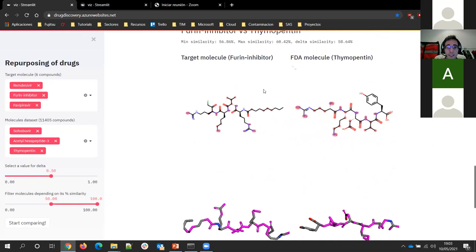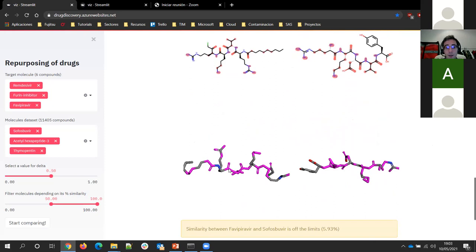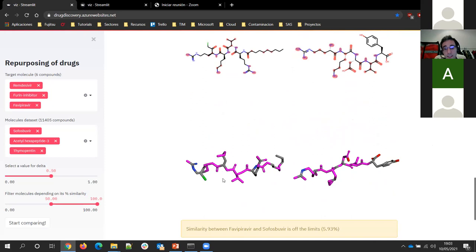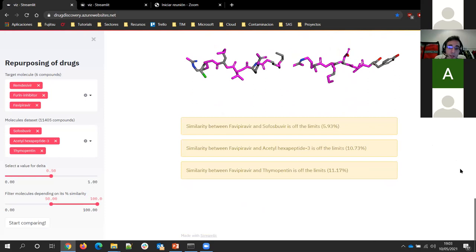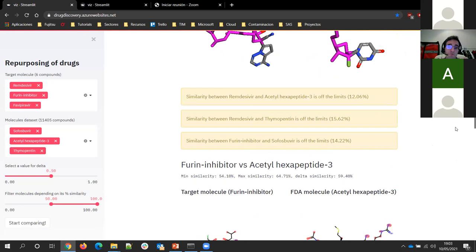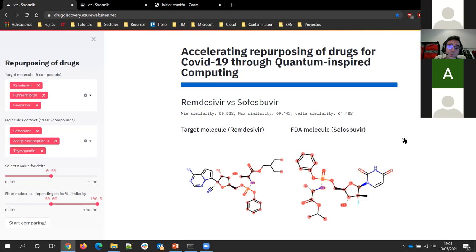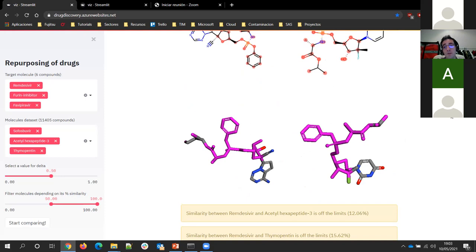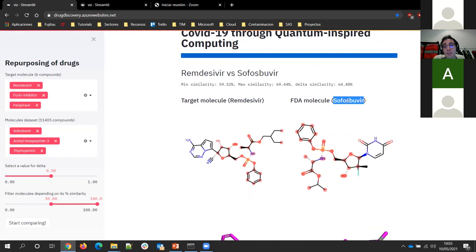And more or less the same goes for the furin inhibitor and the thymopentin molecule. Because in this case also we can see just the small structures like this one or this other one, okay, that are similar enough. These are the three pairs of molecules that are similar enough, but maybe the most promising one is this case. So in this case, since the structures for the two molecules are similar enough, we would say to the research lab, okay, maybe you can try the sofosbuvir, and try if the sofosbuvir is good enough for fighting COVID-19 in humans, okay.